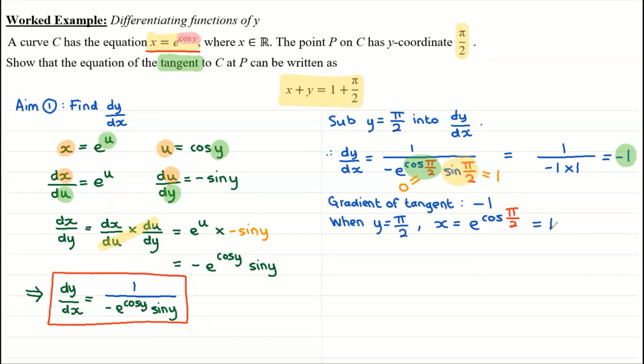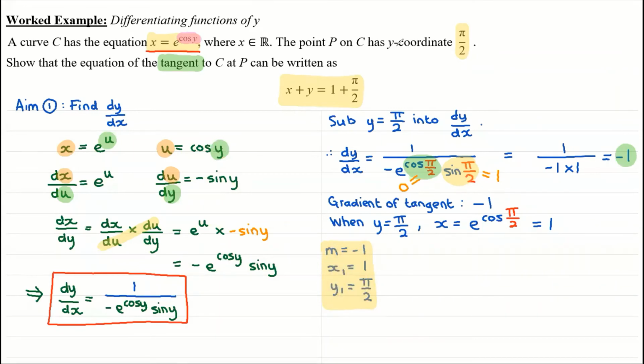So let's substitute them all into the equation of a straight line. Again, I'll just make a list of what we have. So we've got m is equal to negative 1. We have x1, which is the x coordinate, of course. This is going to equal 1. And the y coordinate, y1, is going to equal pi over 2. And this is all the stuff we're going to sub into the formula, or the equation of a straight line.